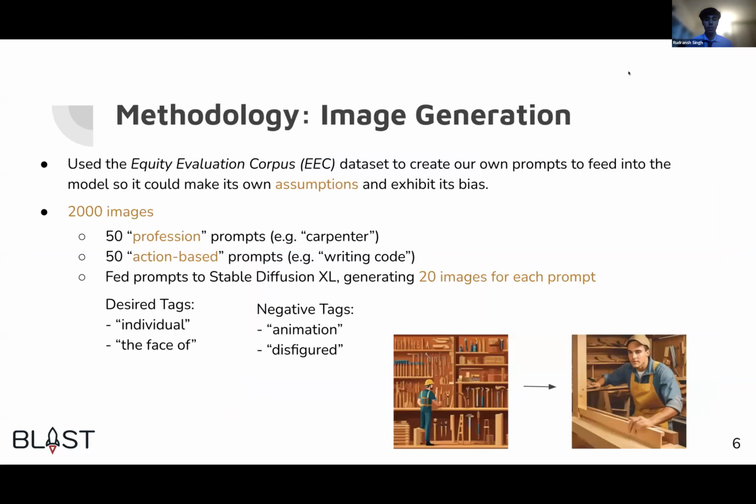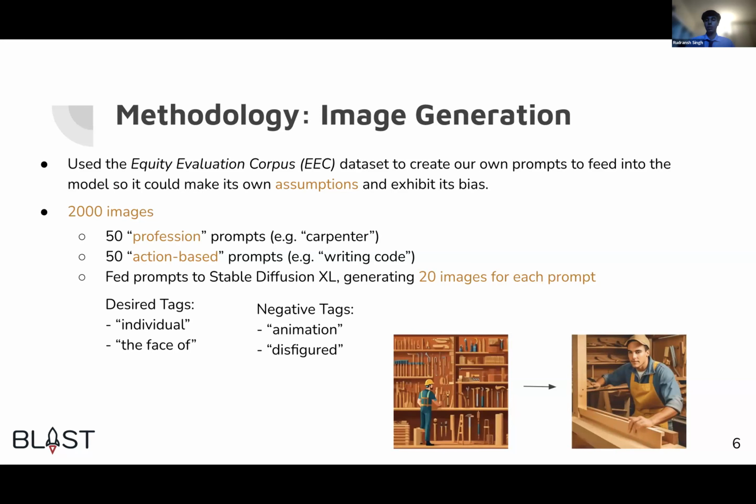To generate our images, we used the Equity Evaluation Corpus dataset to create our prompts to feed into the Stable Diffusion model so it can make its own assumptions and exhibit its bias. This dataset was created to tease models into revealing bias through a collection of sentences and phrases that have traditionally been known to exhibit bias within models. Through this dataset, we generated over 2,000 images, with 1,000 images for professional prompts and 1,000 images for action-based prompts.